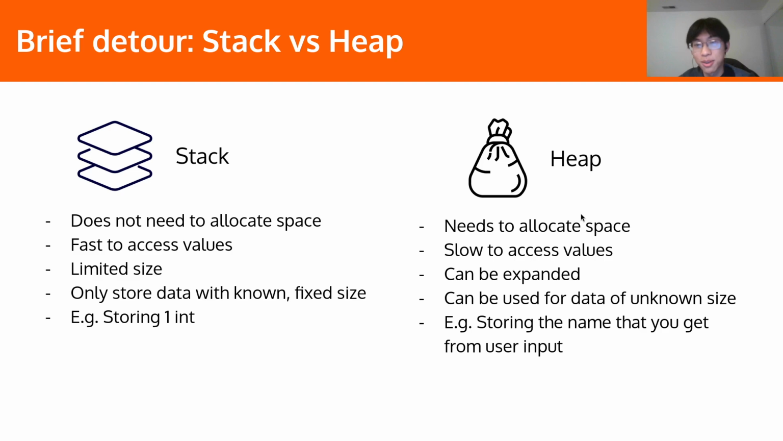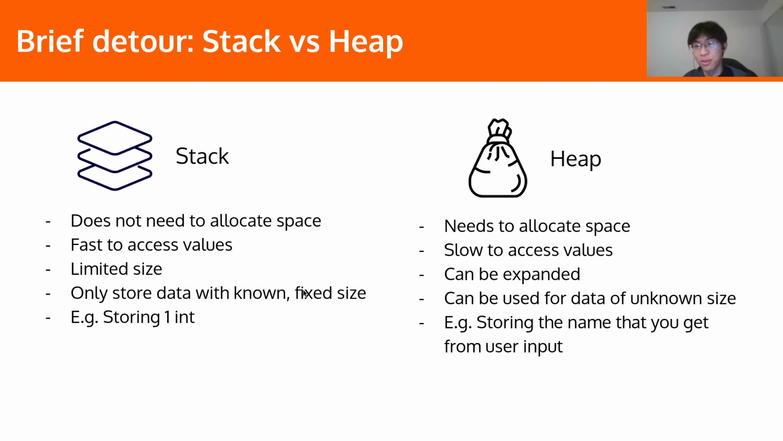Okay, so let's talk about some differences between the stack and the heap. With the stack, you don't need to manually allocate space for each variable. You can just say, okay, I want this variable, and the compiler knows this variable will take this much space, and it will automatically give it some space on the stack. It's fast to access values on the stack because we know exactly where they are. We don't need to do any pointer chasing. The stack has limited size, but we mean that the compiler needs to know beforehand how much space it needs to reserve on the stack. So we can only use it to store things that are of a fixed size.